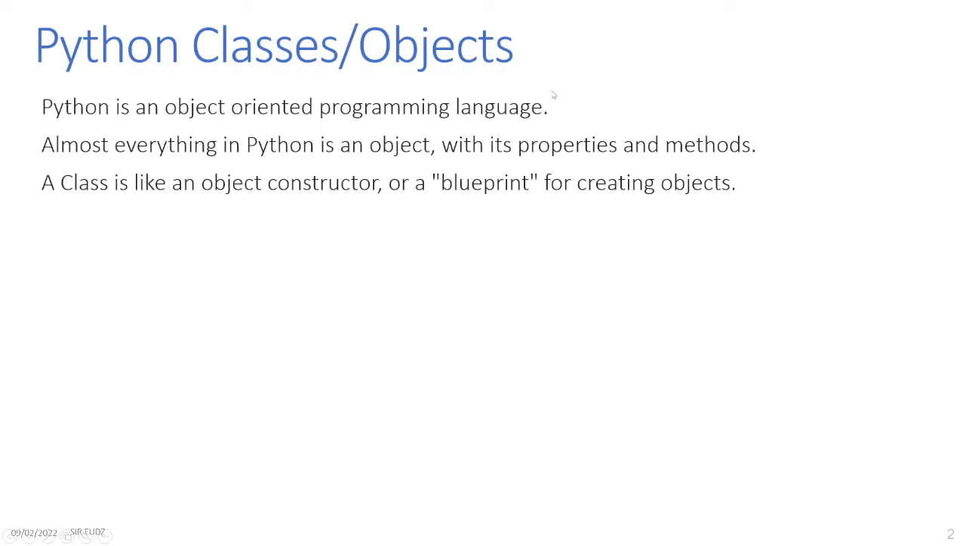Python classes and objects. Python is an object-oriented programming language. Almost everything in Python is an object, with its properties and methods. A class is like an object constructor or a blueprint for creating objects.